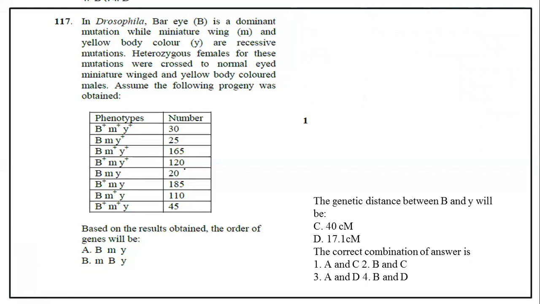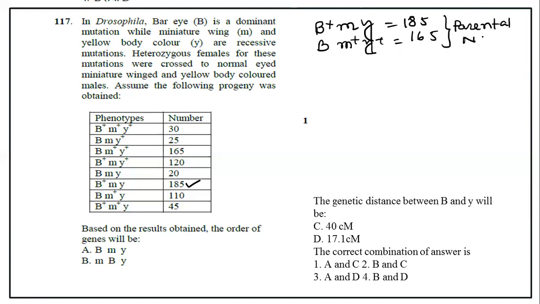The maximum is 185, that is b plus m plus b plus m y. These are the maximum, we say 185, and 160 b m plus y plus 165. These two are the parental combination, or NCO, non-crossover, right?